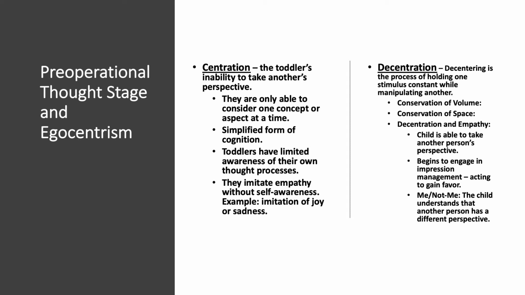Conservation of space is kind of similar. You have two representations spaced out differently and ask them which one has more, even though they have the same number of items in them. They'll tend to rely on the one that takes up more space, the longer line of objects, even though it's the same number of objects.